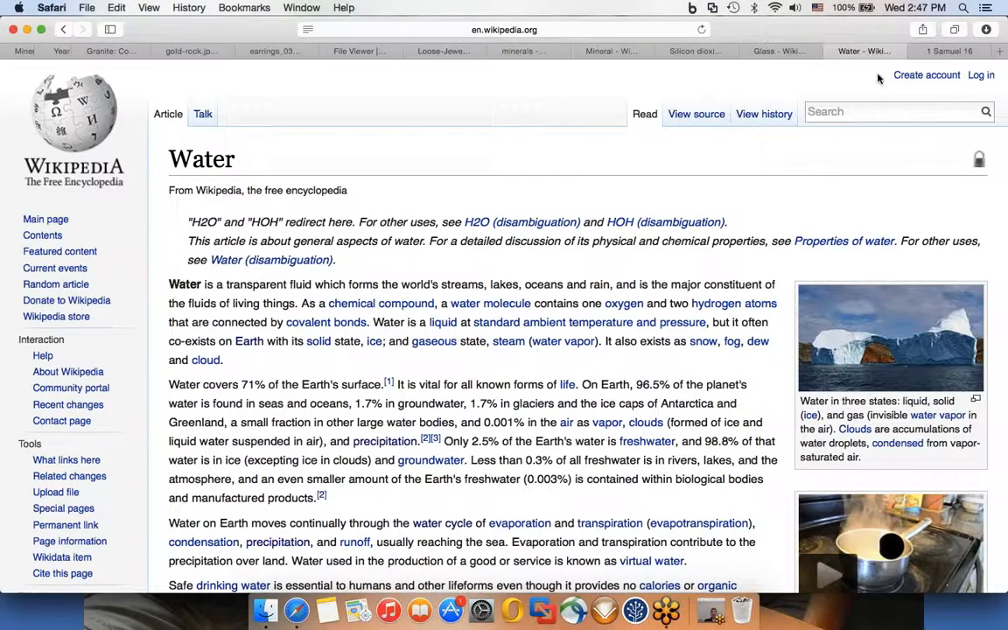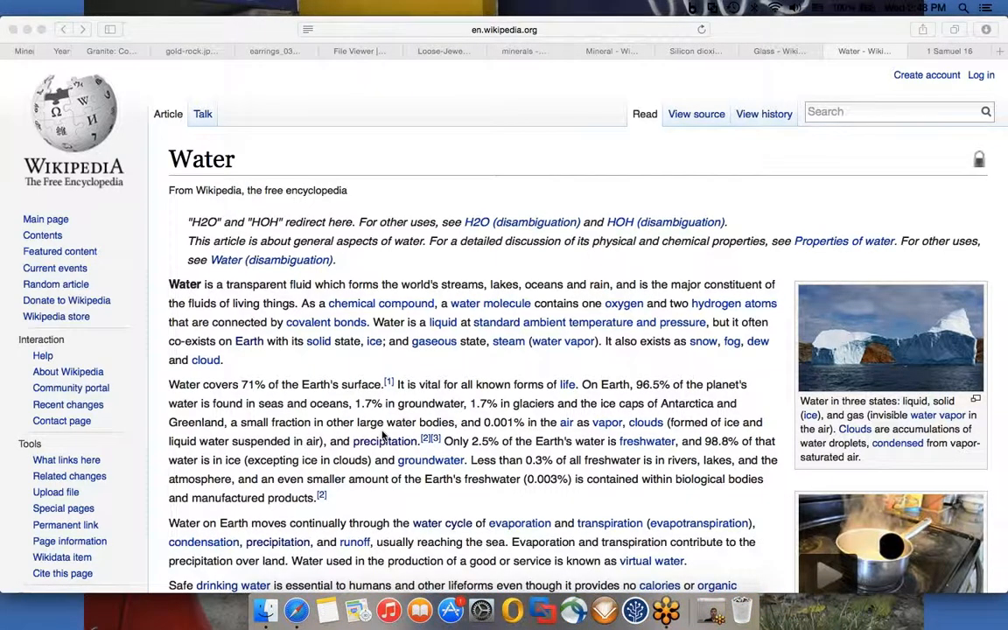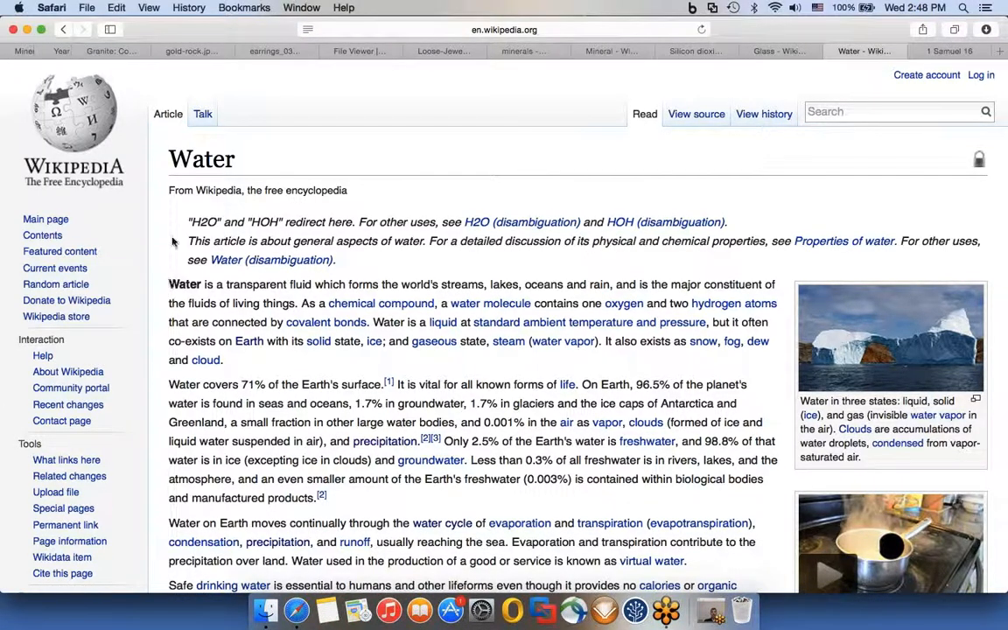I have a question here, and I couldn't really find the answer to this. Is water a mineral? Okay? Is water a mineral? Here I have the article on water. Water is a transparent fluid. It is a chemical compound. The water molecule contains 1 oxygen and 2 hydrogen atoms, and they are connected by covalent bonds. So that is similar to silica, okay?